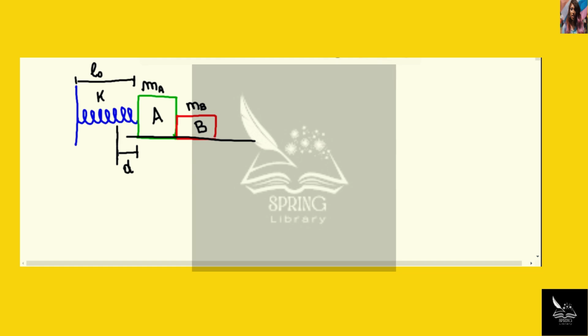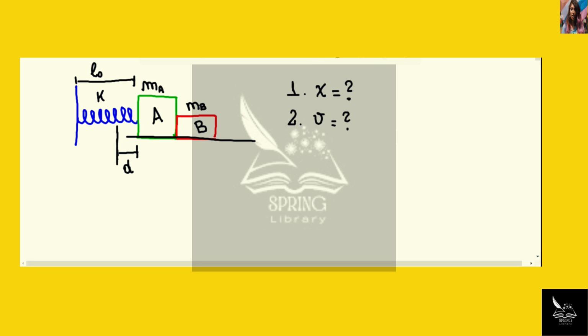Our goal is to find first what is the distance x that the two blocks will travel before they begin to separate. And then using this information, we have to find what is the velocity of the blocks when they begin to separate.